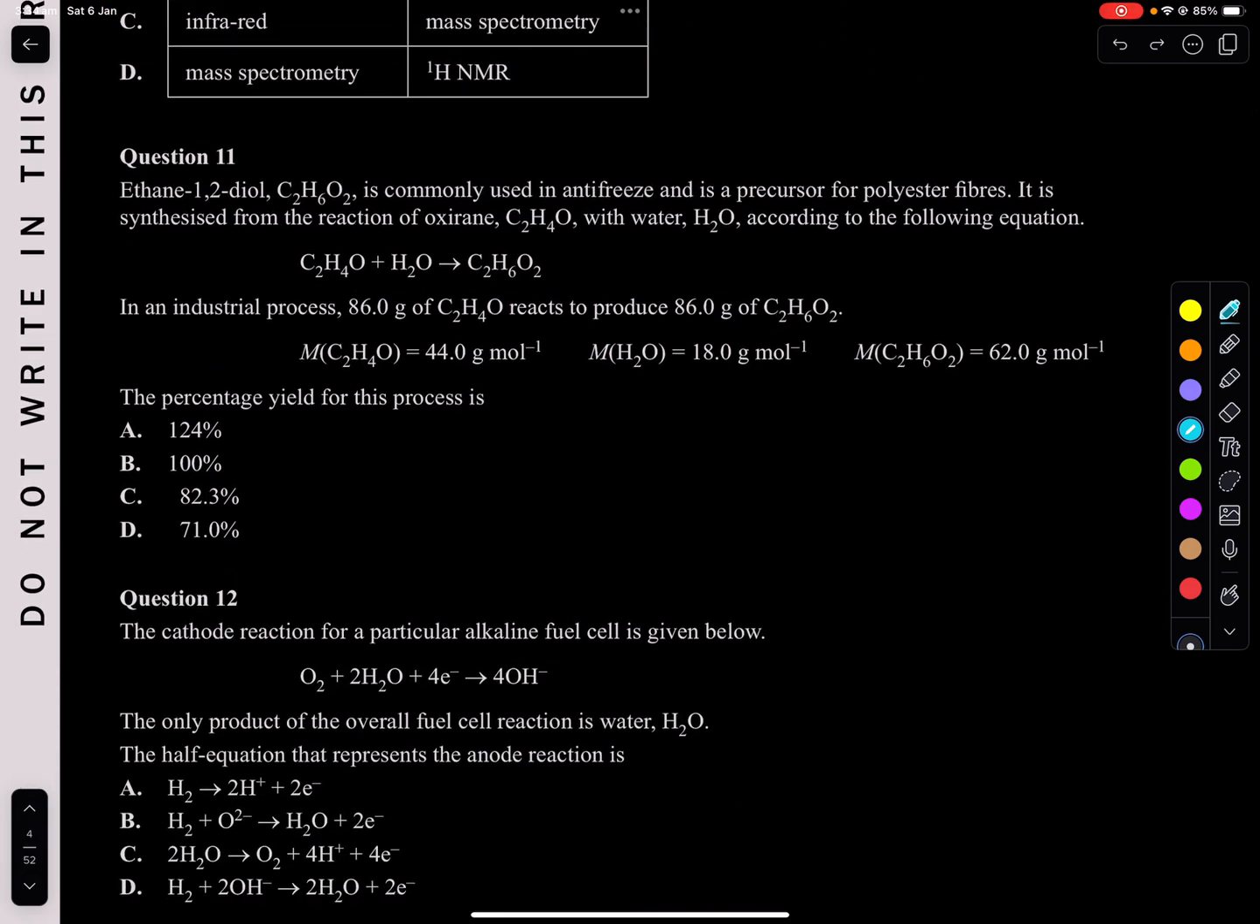Question 11. Ethane-1,2-diol is commonly used in antifreeze and is a precursor for polyester fibers. It is synthesized from the reaction of oxirane with water, according to the following equation. Okay, so we've been given an equation, that's nice. In an industrial process, 86 grams of oxirane reacts to produce 86 grams of ethane-1,2-diol. And we've been given the molar masses of everything. The percentage yield for this process is what?